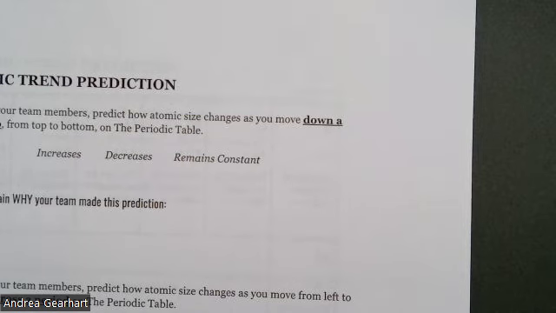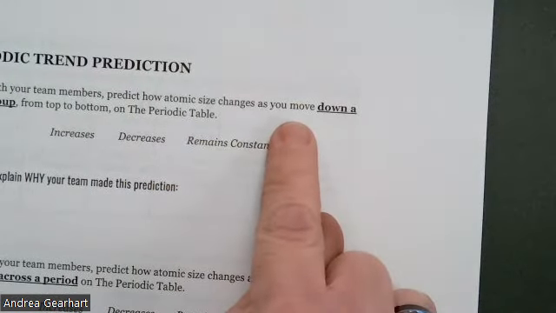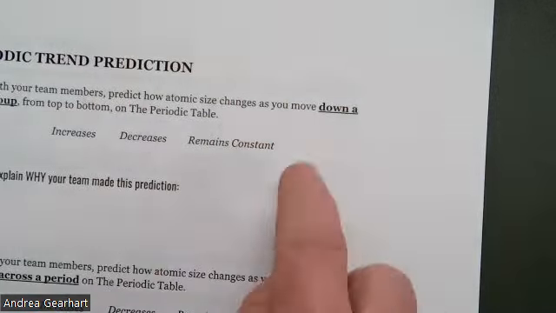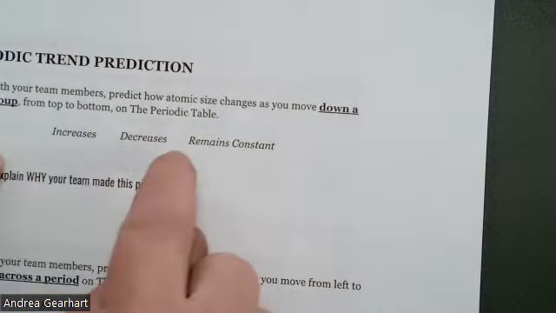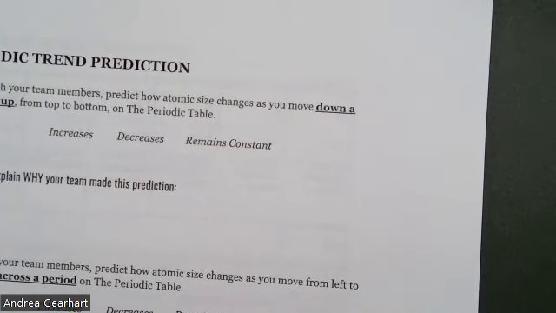Okay, so in your team, what you're doing is predicting. Educated guess. So what do you think as a team, when you move down a group, does the size of the atom increase, decrease, remain constant? And then why do you think? And then across a period. Then on the back, easy peasy.